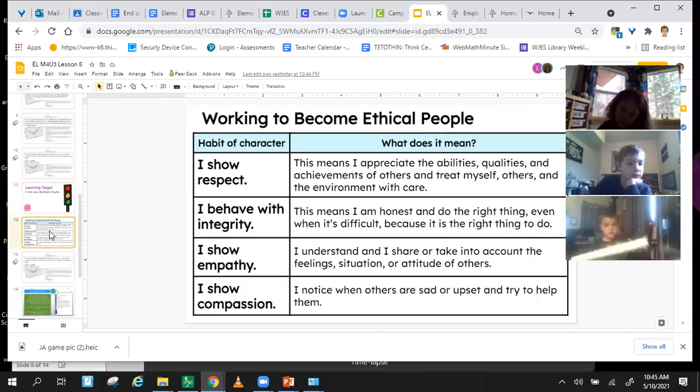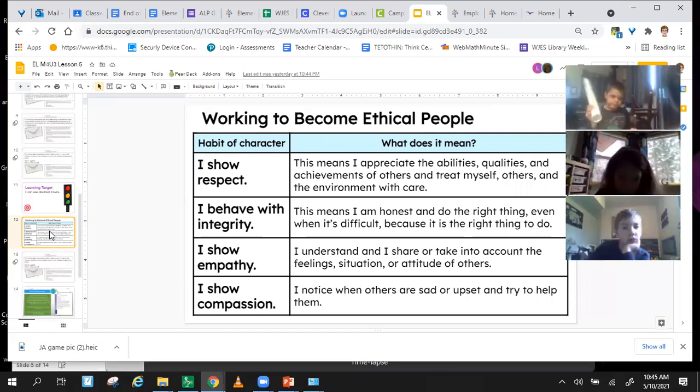So let's look at this. Looking at working at becoming ethical people. Respect. Respect is a noun. But can we touch it? No. Can we hand it over? Can we turn it in at the end of the day? No. It's an abstract noun. It's an idea. It's a concept. It is a thing, but it's not something that we can touch. How about integrity? Doing something even when it's hard, you do it anyway. Yes, integrity is a noun. It is an idea. It's a concept. It's when we do something, even when it's difficult.